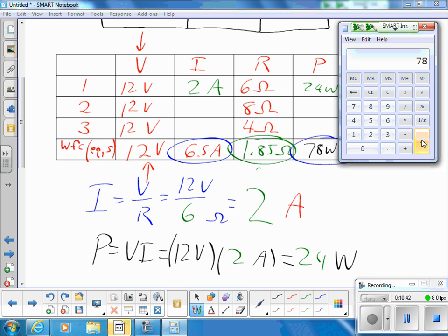Okay, the second one, the current's going to be 12 over 8, which is 1.5 amps. And the power is going to be 12 volts times 1.5, which is going to be 18 watts. And the last one is going to be 12 over 4, which is 3 amps. And the power is going to be 36 watts. And I believe I am done and I am happy.